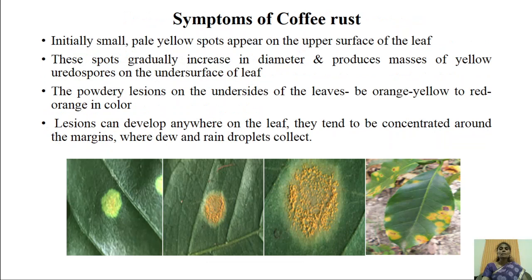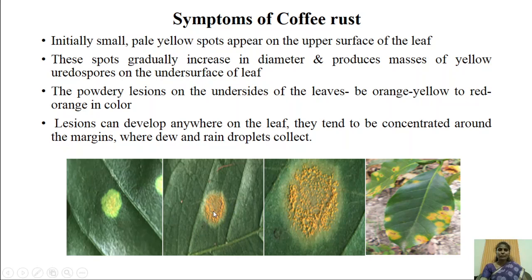Moving on to the symptoms of coffee rust. Let me begin with the initial symptom: initially small pale yellow spots appear on the upper surface of the leaf. We can find very small pale yellow colored spots on the upper surface of the leaves, where these spots gradually increase in diameter and size and produce a mass of yellow colored spores called uredospores on the lower surface of the leaf.